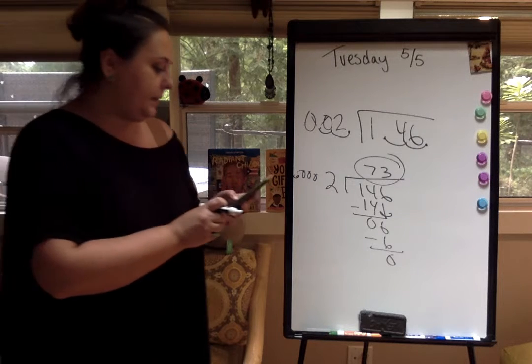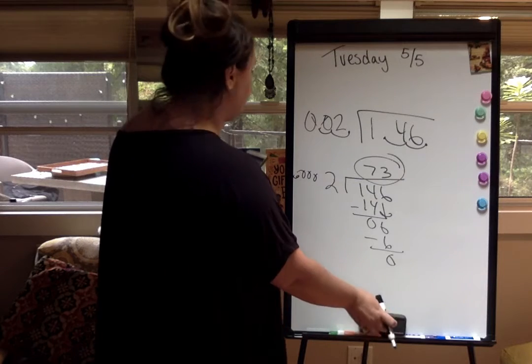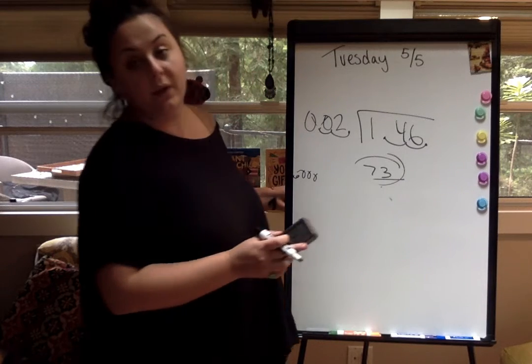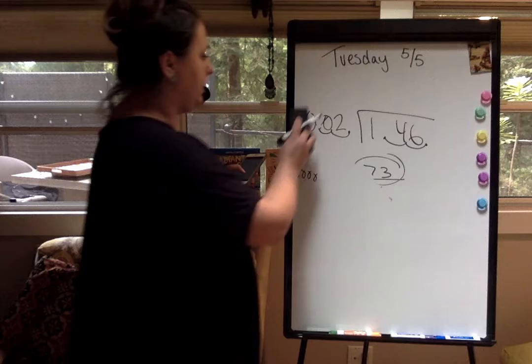All right, we are going to compare decimals. That means we're going to look at the place value. Oh, the place value.